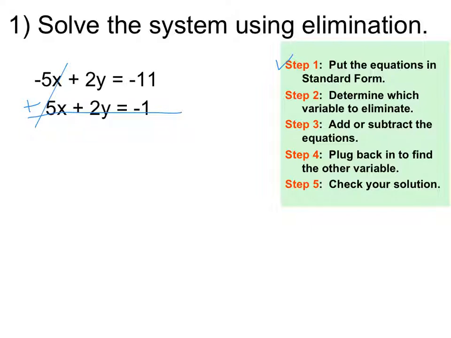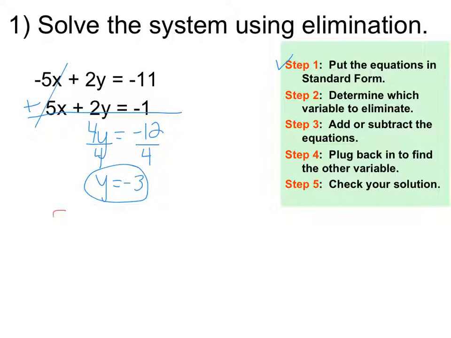So I'm going to add the 2y plus 2y to give me 4y. -11 plus -1 is -12. And then I'll divide by 4. And then y would equal -3. So again, once I know y, I'm going to have to solve for x.